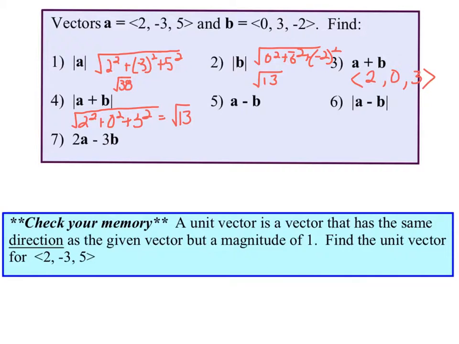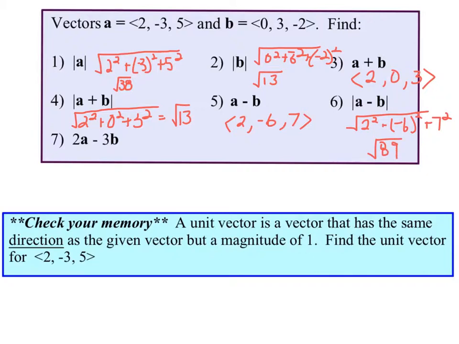The next is A minus B. So I'm doing A and then the opposite of B, if you think about it from a geometry standpoint. So 2 minus 0 is 2. Negative 3 minus 3 is negative 6. And 5 minus negative 2 is 7. So the magnitude of that would be 2 squared plus negative 6 squared plus 7 squared. So 4 plus 36 is 40 plus 49, so the square root of 89.